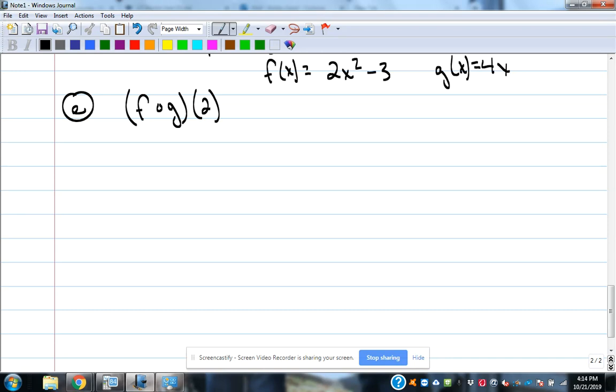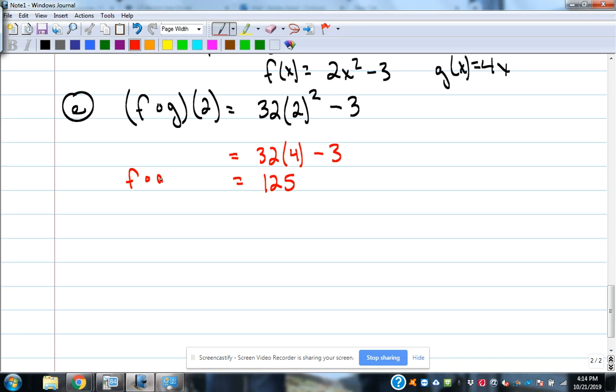Since we already have the composite function, that means all I got to do is take 32, plug in a 2, and work that out. And that would be 32 times 4 minus 3, 128 minus 3, which is 125. So you're just taking the composite function and plugging in x, just doing function value again.